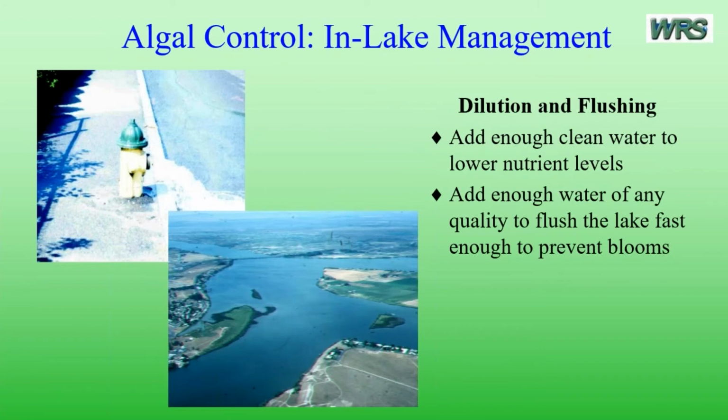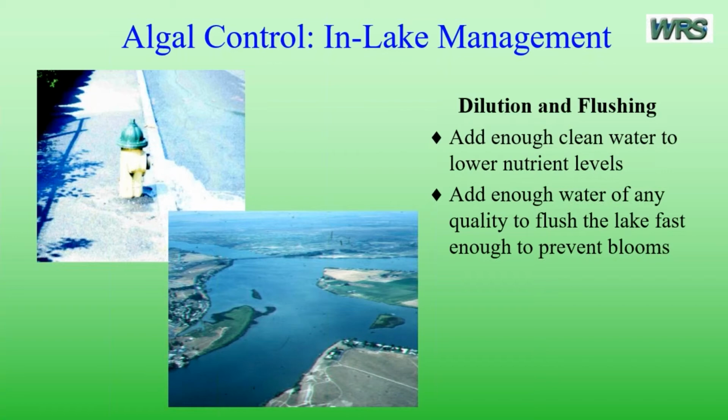Dilution. Again, dilution and flushing are interesting things. Flushing is just putting any amount of water in to keep the thing flushing so that the algae don't build up. Dilution is putting in water of a lower nutrient concentration so that you get an average that's lower than you had before. The catch is you're still putting in more nutrients than you would have had because it's a flow times the concentration. So you're loading it up, but in a way that reduces the average concentration. That's pretty tricky, and it doesn't happen very often.